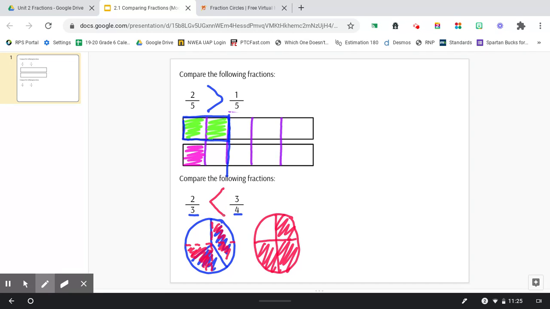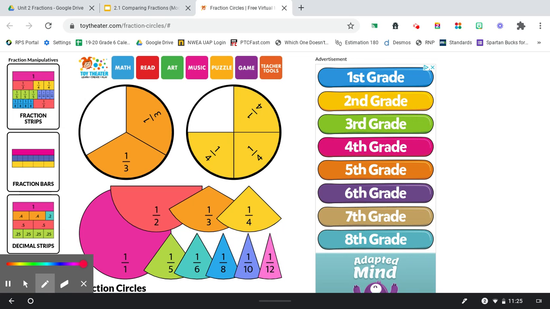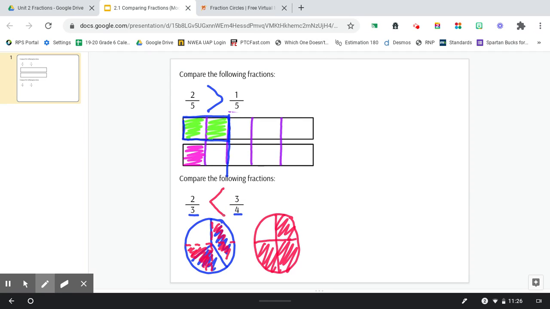When you are doing your hyperdoc and your practice, you will just simply take a screenshot of this and insert it into the hyperdoc so you don't even have to worry about drawing the pictures. Okay, so that's how we would compare fractions using models.